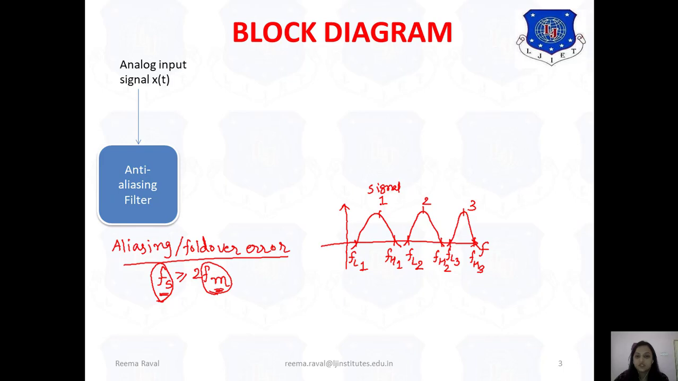So in normal transmission, the signal will look like this, and at the receiver side it should be stored like this. That means whatever the frequency values are for the particular signal, it should be received like this only. But if this condition is not satisfied, then overlapping of the signals occurs, which is called aliasing or fold-over error. What happens in this? Overlapping occurs, that means the signals will be overlapped like this.